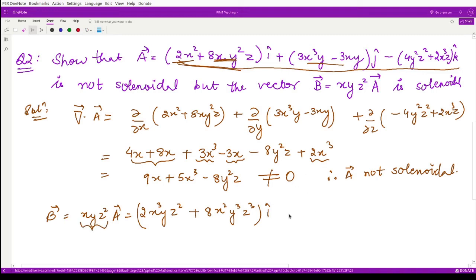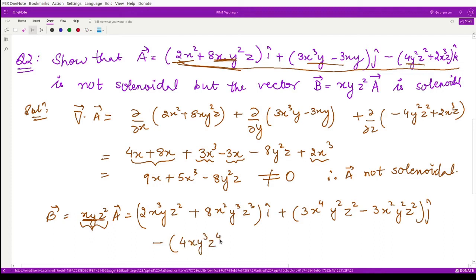The next term would be plus 3x to the power 4, y to the power 2, z to the power 2, minus 3x square, y square, z square. This is j cap. And for k cap, we will have this multiplied by x, y, z square. So you have 4x, y cube, z to the power 4 plus 2x to the power 4, y as such, z to the power 3, k cap. So this is your vector B.